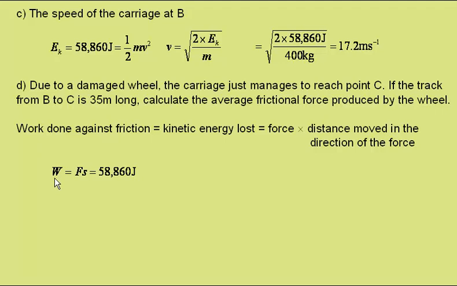So, the work done is equal to the force times distance, which is equal to the kinetic energy we've lost. We get from here 58,860 joules. We can rearrange this for the force, and we've got the distance of 35 meters, giving a force of 1,682 newtons, or 1.7 kilonewtons.